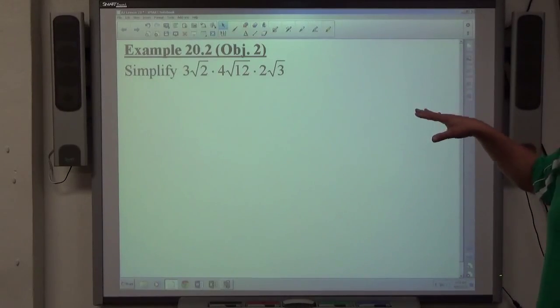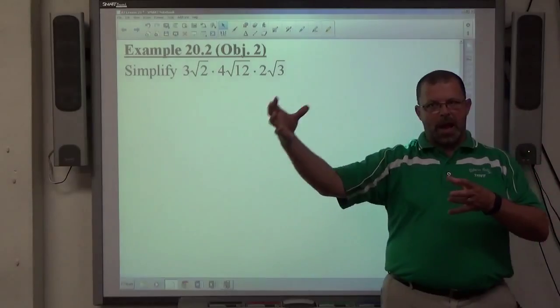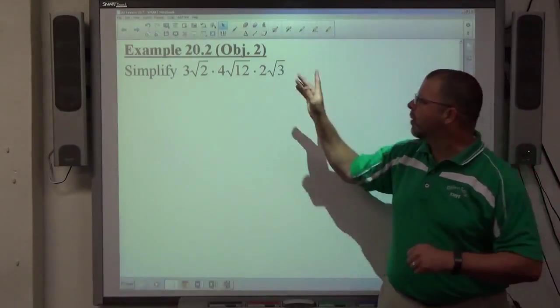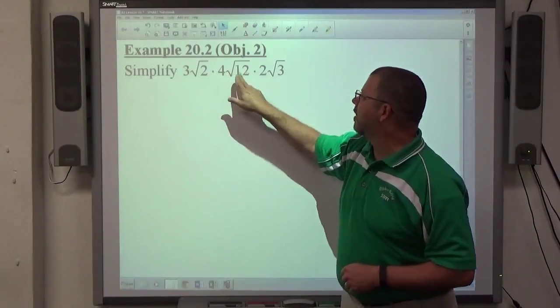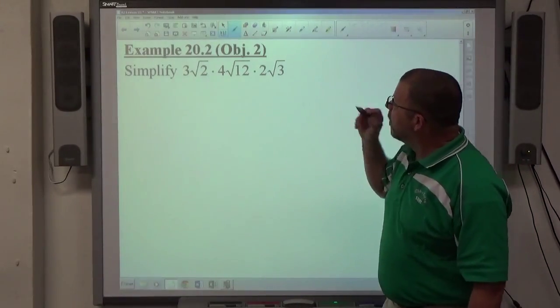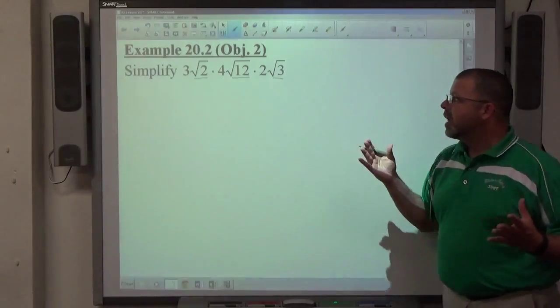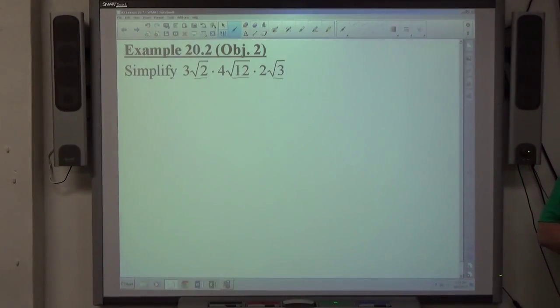All right, example 2. Notice the difference in the structure of the problem. The last problem had a radical object being subtracted by radical object. Now we got radical object times radical object times radical object. This is all multiplication. And the radicals are square root of 2, the square root of 12, and the square root of 3. Now, if I were to multiply 2, 12, and 3 together, I get 72.